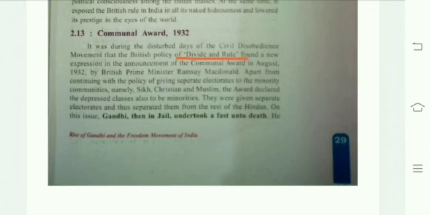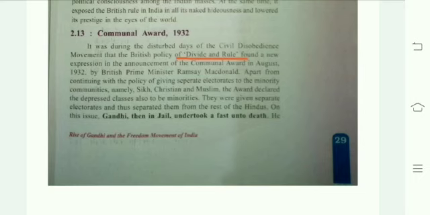This communal award was basically announced by the British Prime Minister of that time, Ramsay MacDonald, in August 1932. And a declaration of this award was declared at the Second Roundtable Conference. So, what happened was, by the communal award, all the scheduled castes and scheduled classes were given separate electorates. And in this way, they tried to break down the Hindu society by the divide and rule policy.